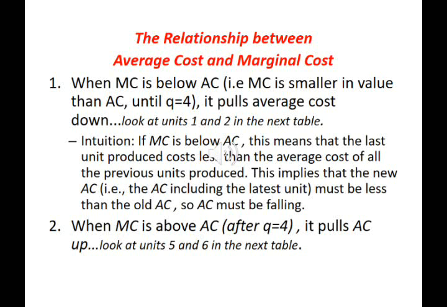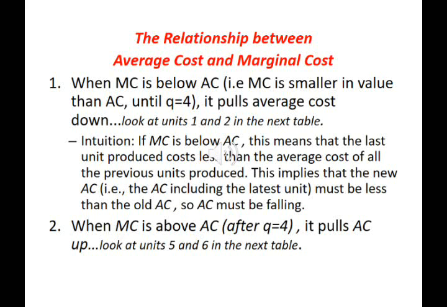Actually, there are 3 ranges where we can check this relationship. The first range is when the marginal cost is below the average cost curve, i.e. when the marginal cost is smaller in value than the average cost curve. If you check the figure, you will find that this is the region until Q equal 4. So until Q equal 4, the value of the marginal cost curve is smaller than the value of the average cost curve.